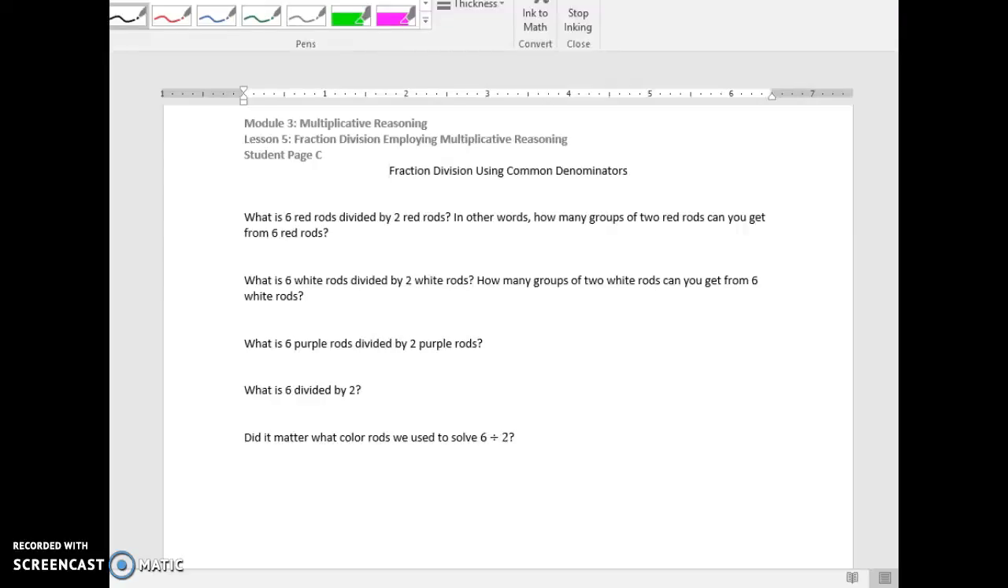In this part of the lesson, you're going to explore how to do fraction division using common denominators. In the first part of the student page, you are simply investigating what happens when you divide 6 red rods by 2 red rods, 6 white rods by 2 white rods. In other words, you're keeping the same colors. In the end, you conclude that it doesn't really matter what color we use in order to get the answer of 6 divided by 2.